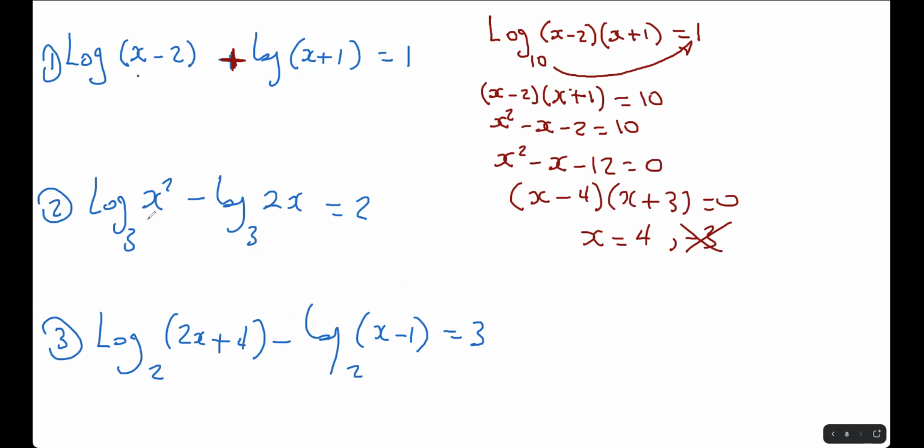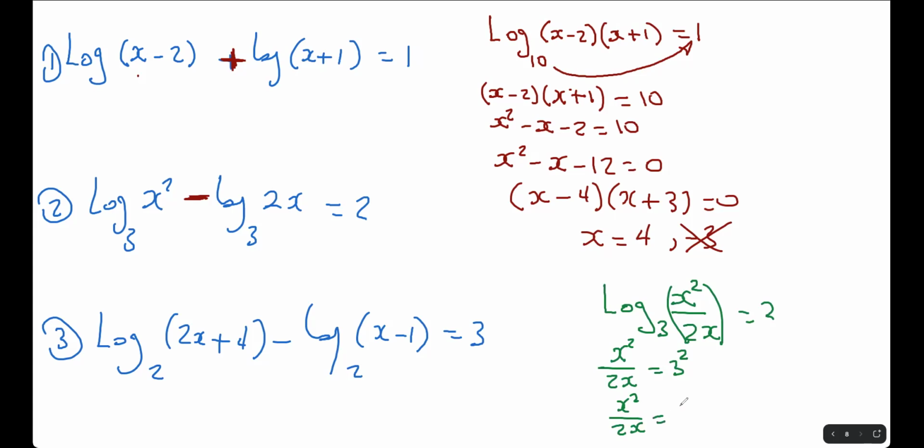All right. Now number 2, this is subtracting. When it's subtracting and we combine the logs, I'm going to do that in a different color. When we combine these two logs, we go log base 3 of x squared, and since it's subtracting, I change it to dividing, 2x, equals 2. Now we're going to change this to exponential form. So I have x squared over 2x equals 3 squared, x squared over 2x equals 9.